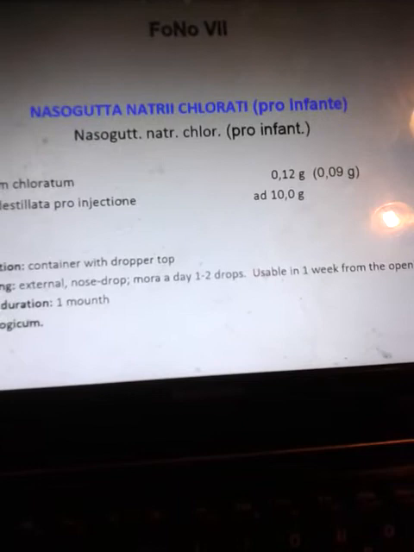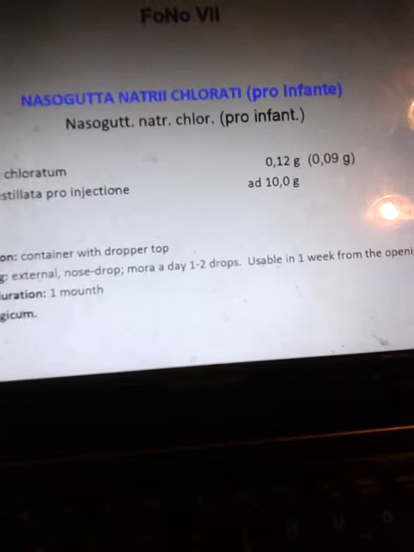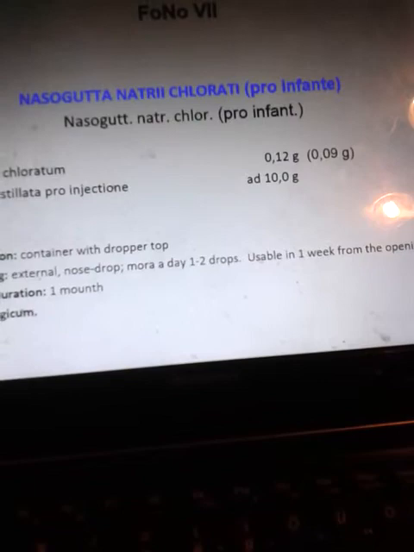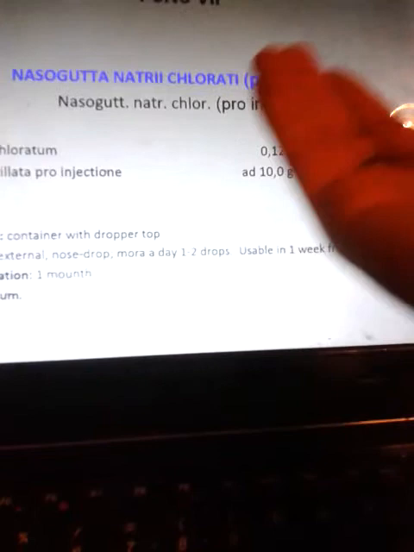Expedition is in a container with dropper top. Labeling: external, nose drop. Expiry duration is 1 month, and it is a rhinologicum. It has sodium chloride and aqua distillata pro injectione. Only sodium chloride and water. Nasaguttae natrii colorati pro infante.